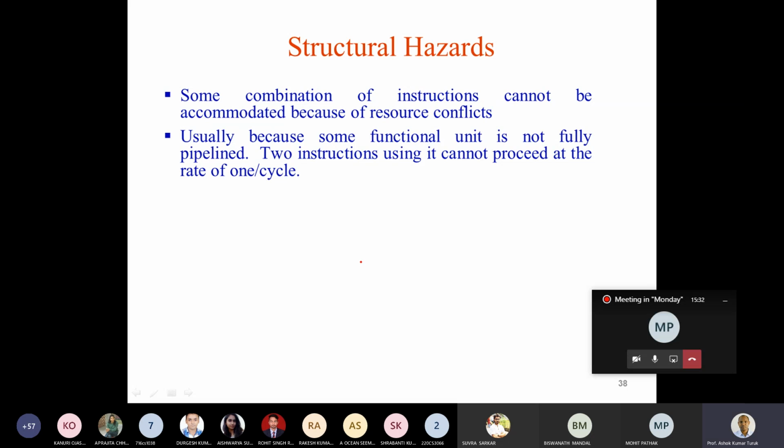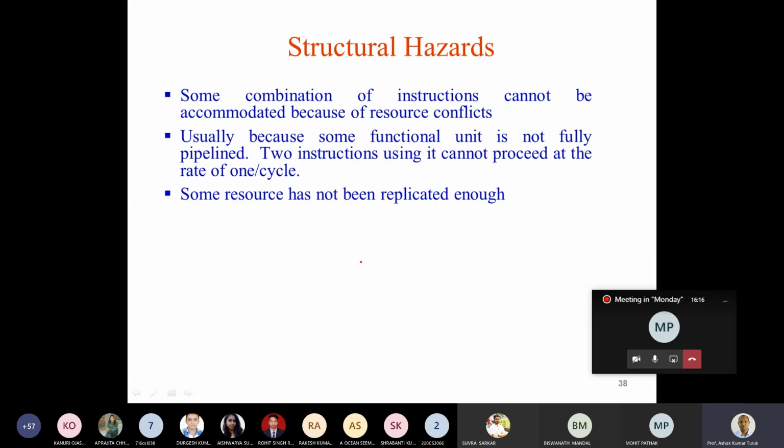It's usually because some functional unit is not fully pipelined. So because some functional units are not pipelined, two instructions using them cannot proceed at the rate of 1 per cycle. If two instructions are using the same functional unit, and the functional unit is not pipelined, then the two of them cannot share the same functional unit in a single clock cycle. Now if it is pipelined, then there will be different stages of execution of that functional unit, and then possibly we can support it.